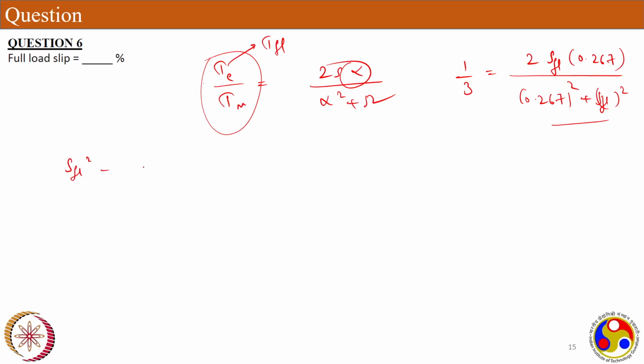SFL² − 6·SFL·0.267 + 0.267² = 0. So calculate this and solve for the roots and take the relevant one. How much? Any idea? It's just calculation only. You can solve it and get the relevant full load slip.